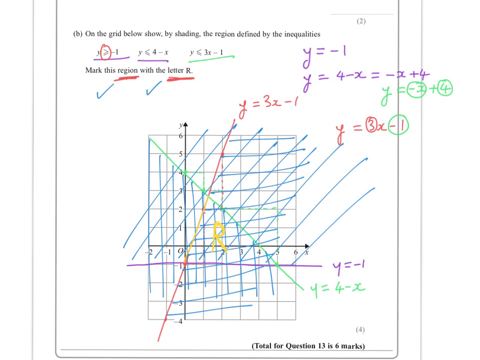In fact, I'll make the pen a bit thicker here. So it can be this part here. It can be this part here. And it can be this part here because it's equal to. If it was just greater than or just less than, then you would have to do dotted parts on the outside. Okay, so I hope that's explained reasonably well enough, but that'll be the answer for that question anyway.